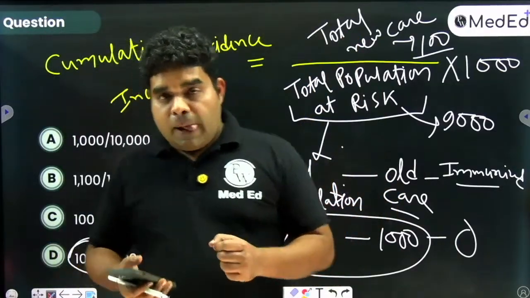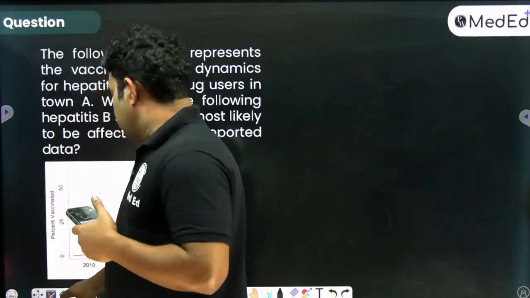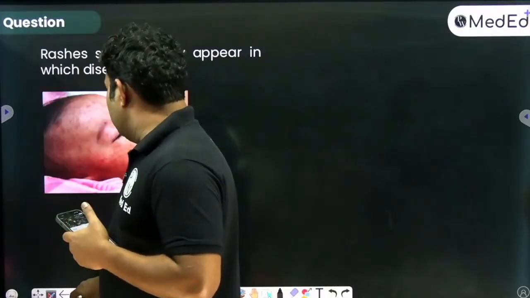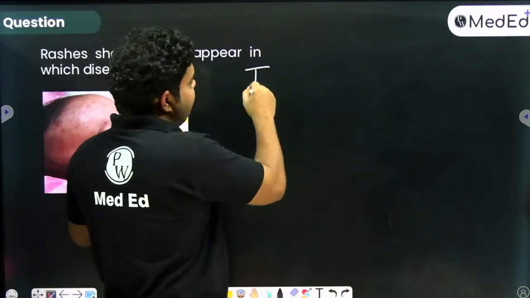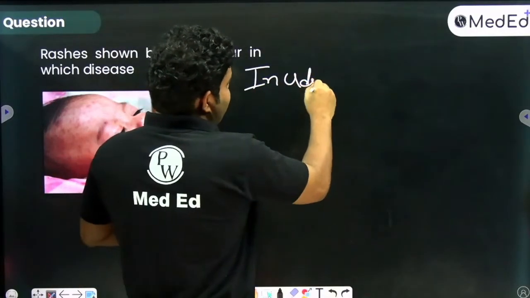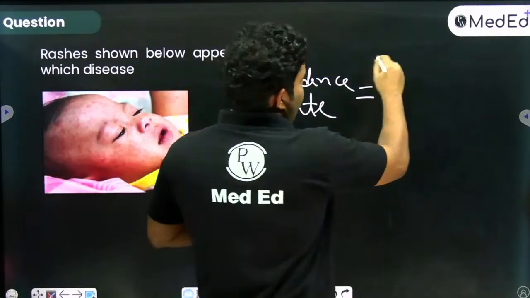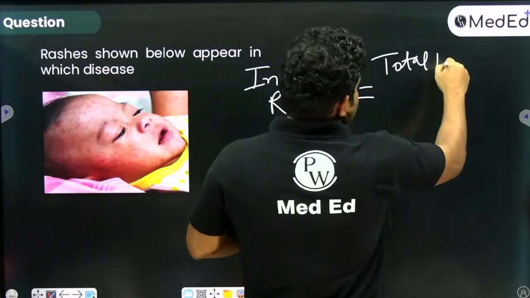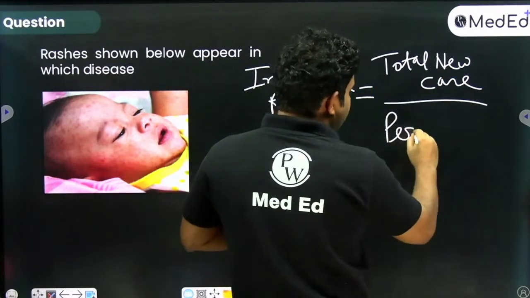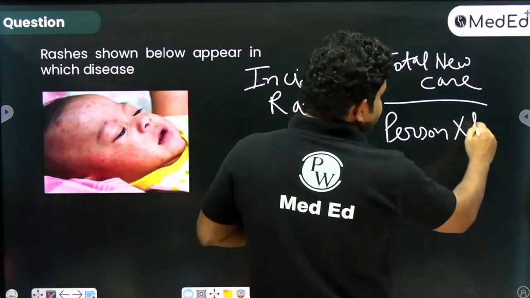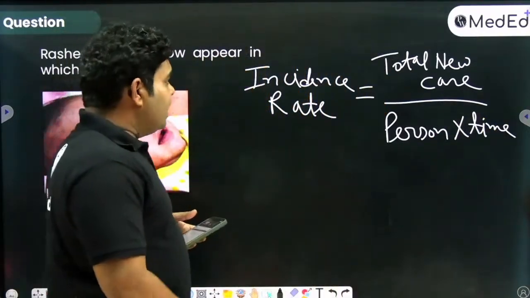But there is one more question which I expect they can ask, if they want to make the paper a bit tough. The question is about incidence rate. What is incidence rate? The formula of incidence rate is total new cases divided by how many persons develop it and for how much time they were suffering. Person into time.